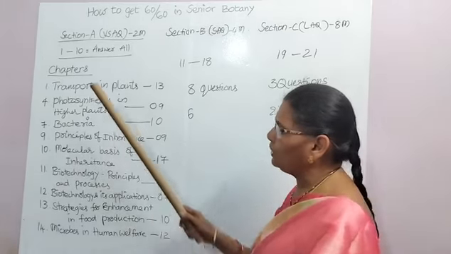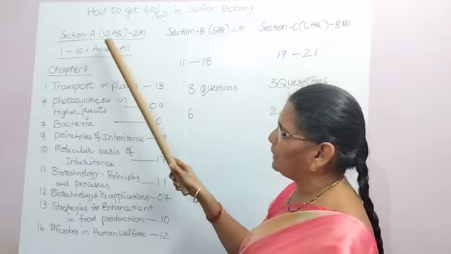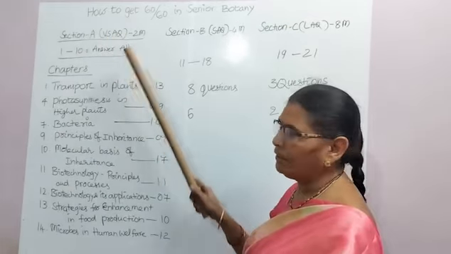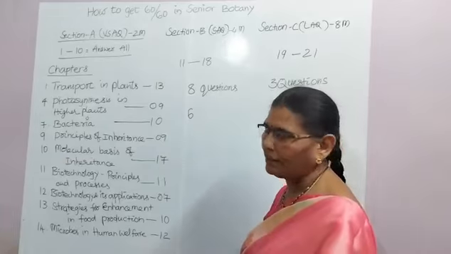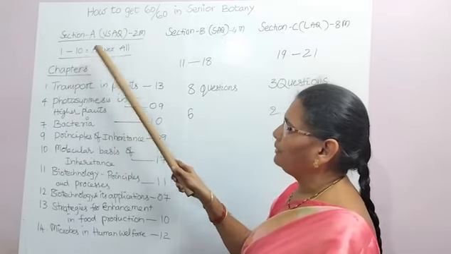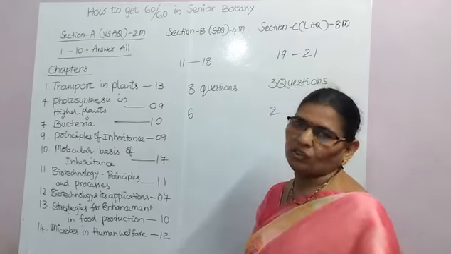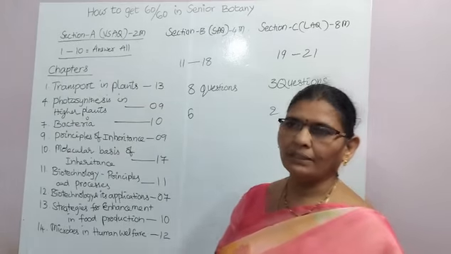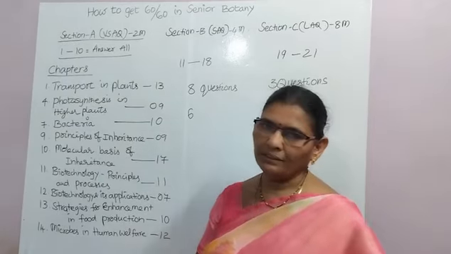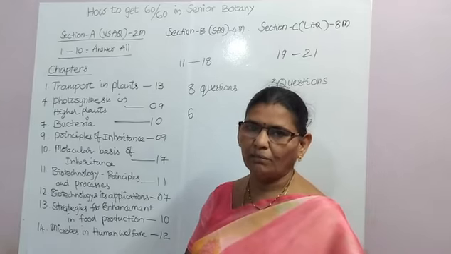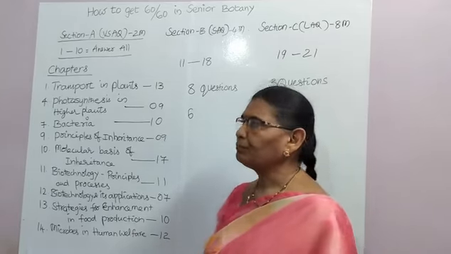And then comes section A, which comprises very short answer type questions. Each question carries 2 marks. 1 to 10, 10 are given. You can answer all. There is no choice. If you want to get full marks in botany, you can answer all these 10 questions. There is no choice. It is an important point to be noted.